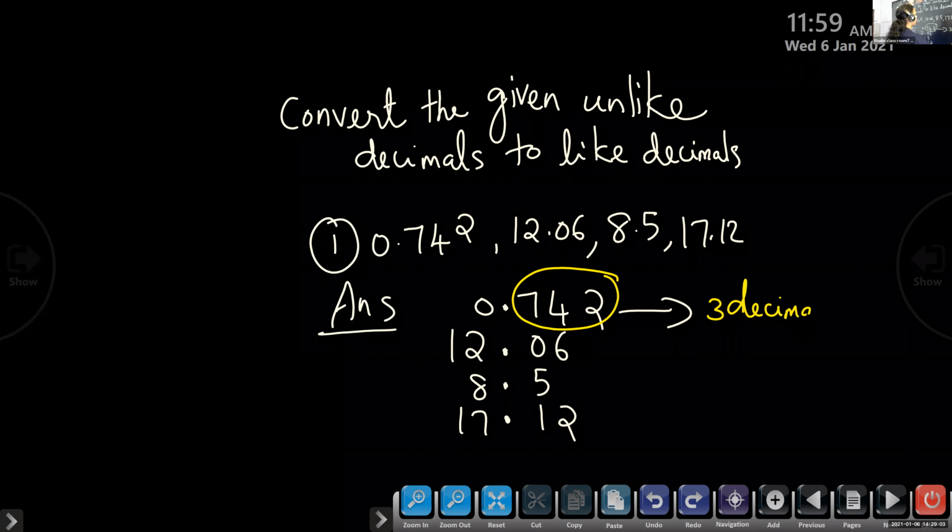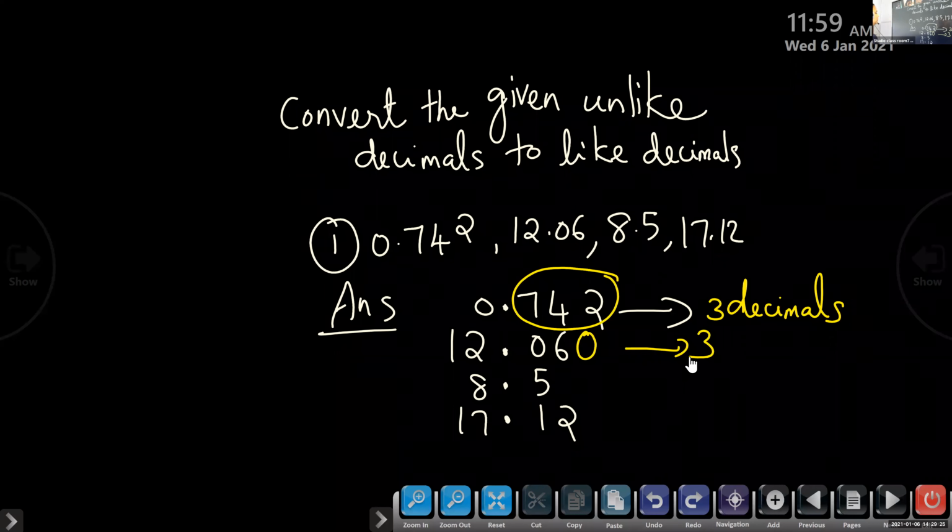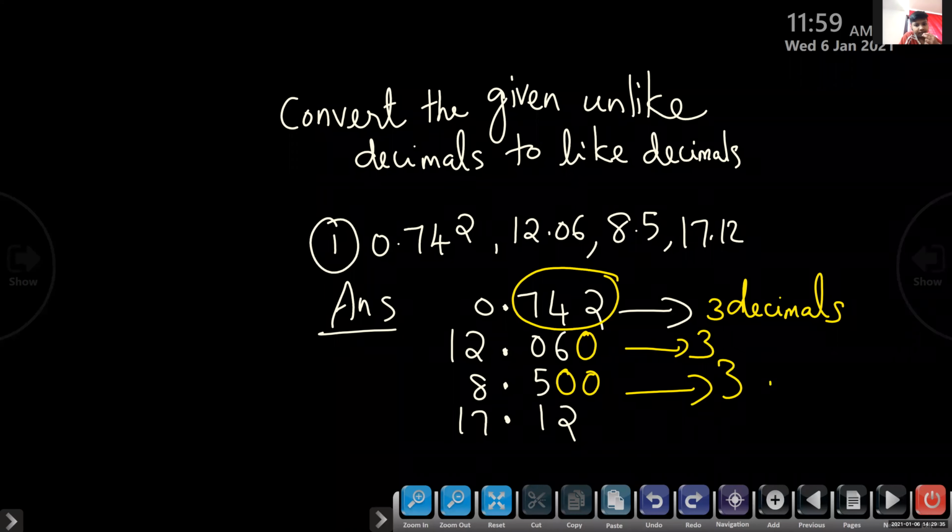So we should make all the numbers have 3 decimal places. So tell me, 12.06, how many zeros? 1 zero. When I add 1 zero, it becomes 3 decimal places. Before it was only 2, now it becomes 3. Then 8.5, how many zeros? 2 zeros. When you add 2 zeros, it becomes 3 decimal places. And the last one, 17.120.